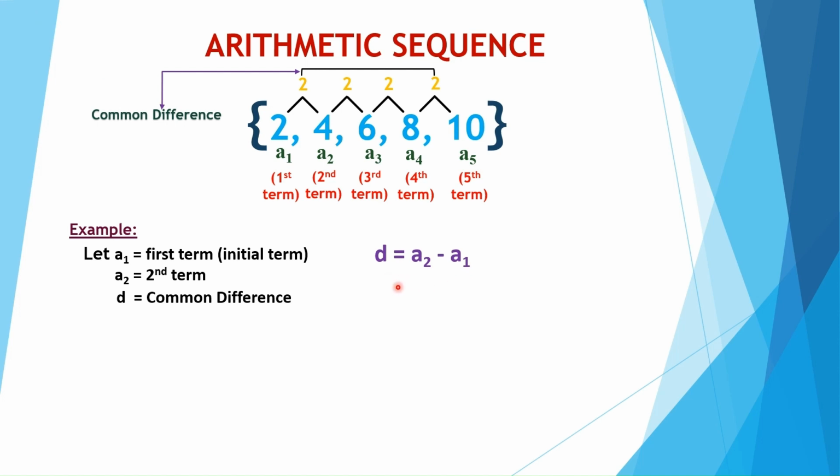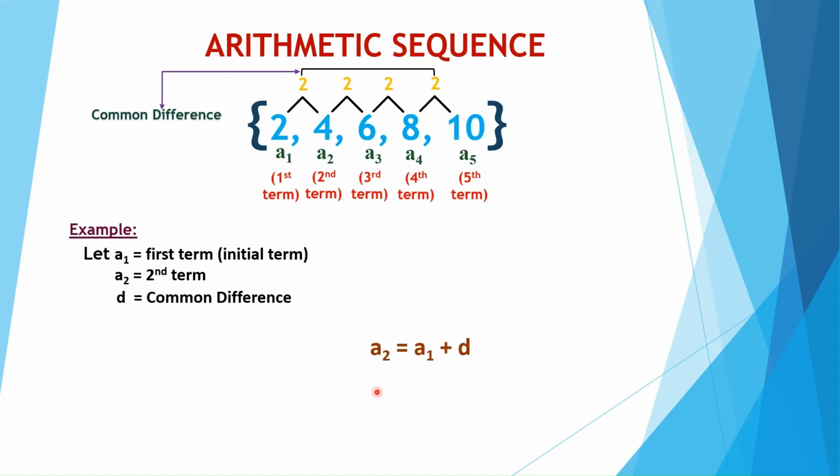Before we answer this problem, let's write all the given values first. So a sub 1 is equal to 2 and a sub 2 is equal to 4. Now, let's substitute the formula with the given values. So d is equal to 4 minus 2. d is equal to 2. So the common difference is 2. So let's box our final answer.